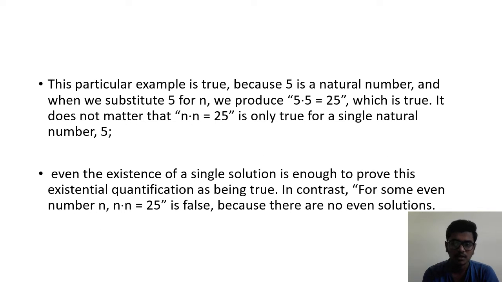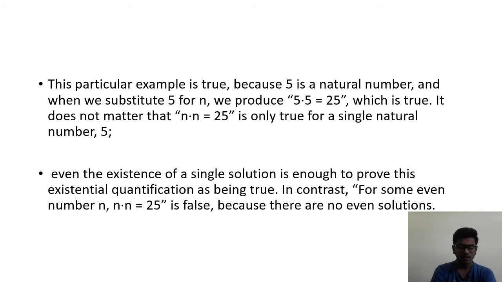This particular example is true because 5 is a natural number, and when we substitute 5 for n, we produce 5 into 5 equal to 25, which is true. It does not matter that n into n equal to 25 is only true for a single natural number, 5. Even the existence of a single solution is enough to prove this existential quantification as being true. In contrast, for some even number n, n into n equal to 25 is false because there are no even solutions.